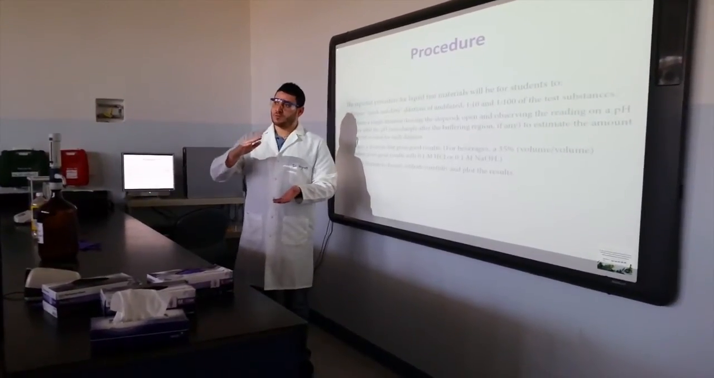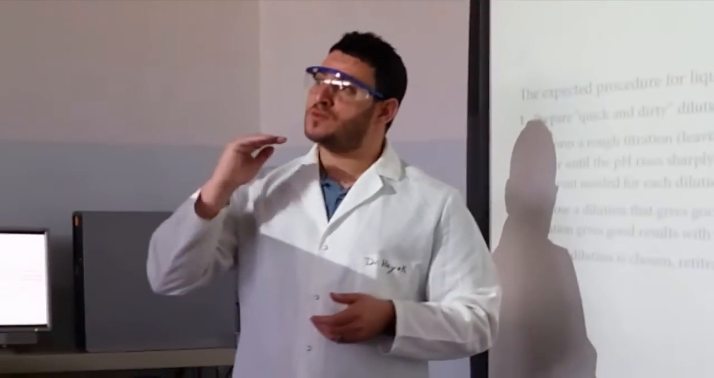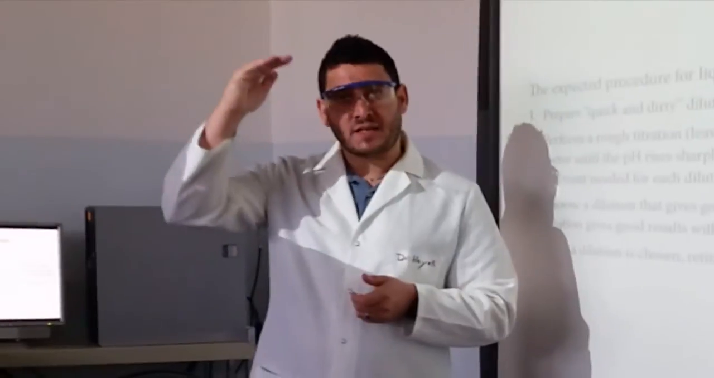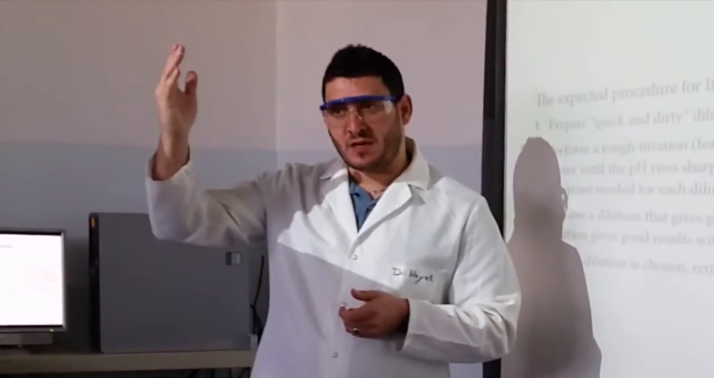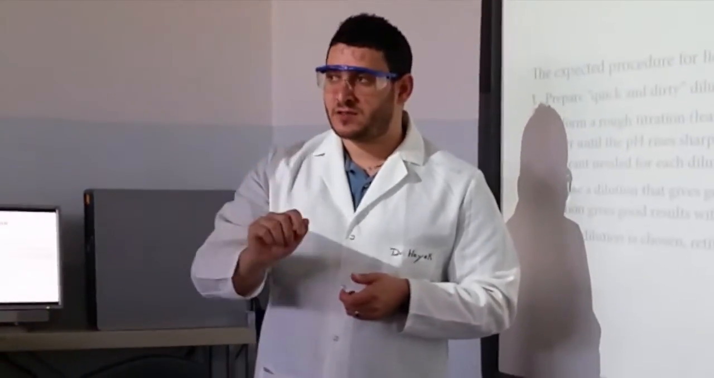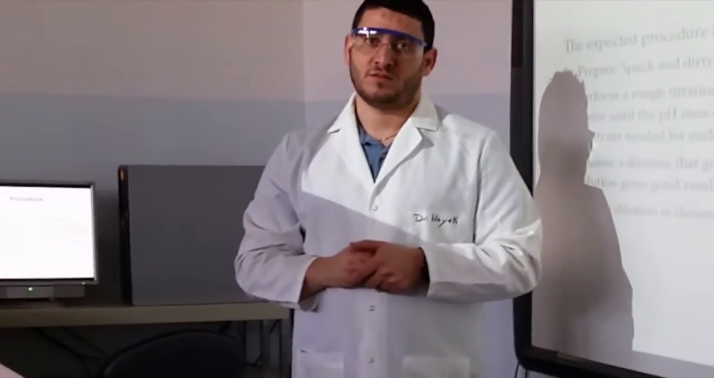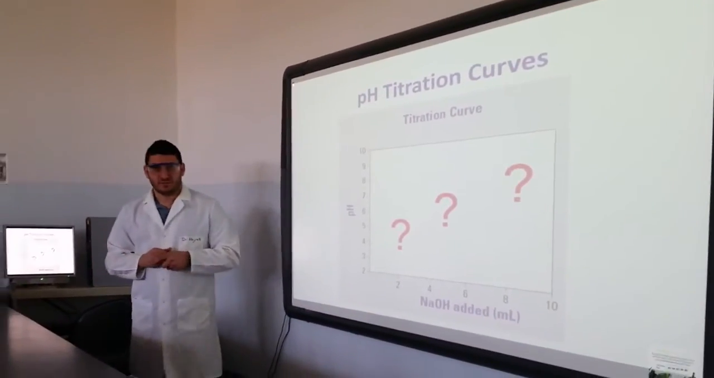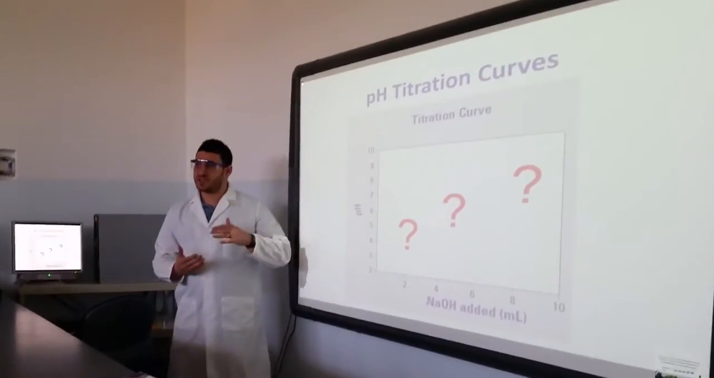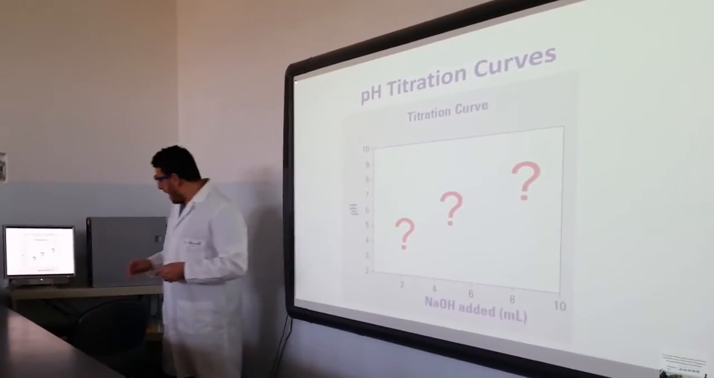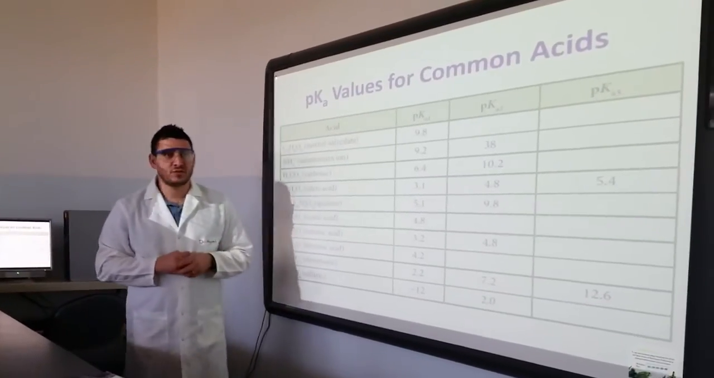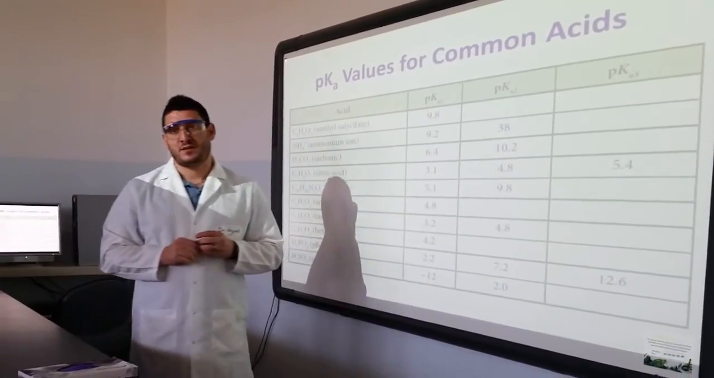Now, once you know how much volume you are going to consume, you go back and you do a precise titration, by adding 1 milliliter or 2, it's up to you, and record the pH at every step. Now, once you have your data and you draw your curve, how do you know which substance you have in your product?